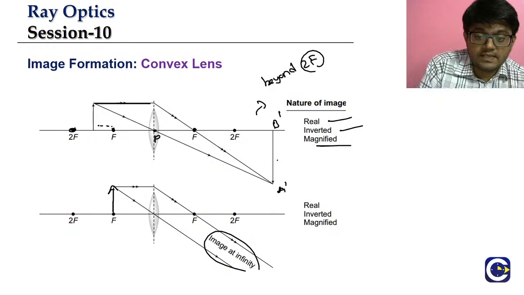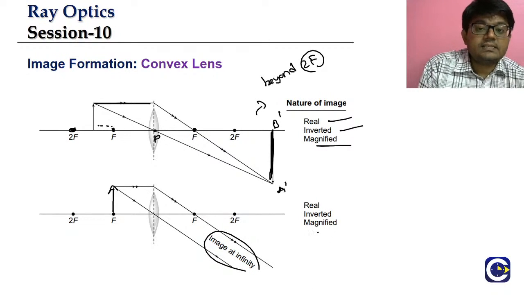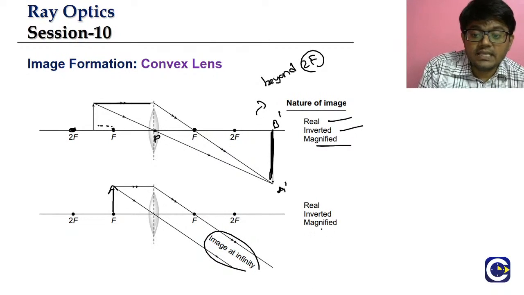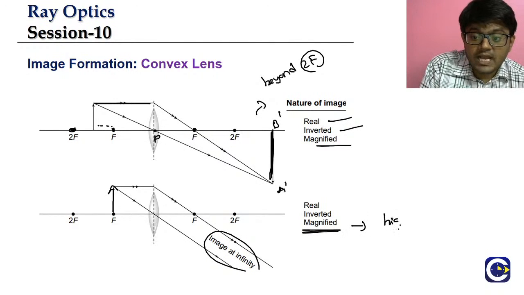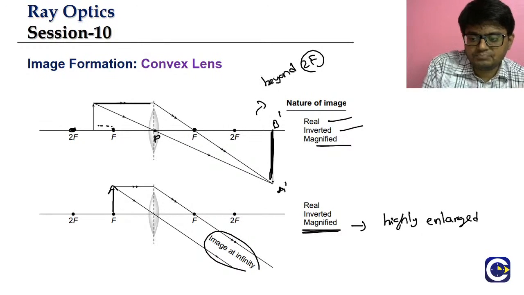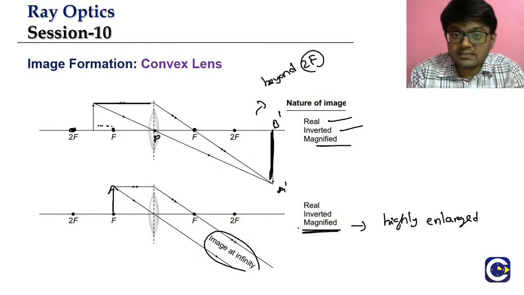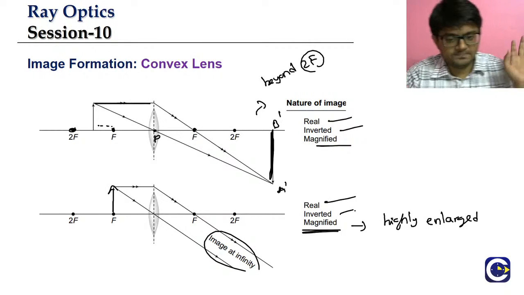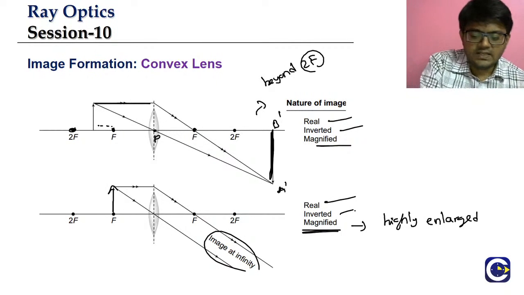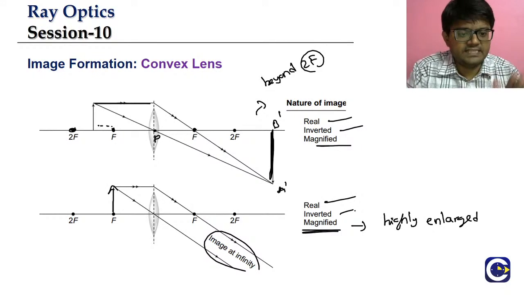So look at this. Wherever they meet, this length is what we are calling the height of the image. So when we say they are meeting at infinity, the size of the image is not just going to be magnified, it is going to be highly enlarged. But the characteristics will be the same. It will be real and inverted. So keeping the object at F is a limiting condition.